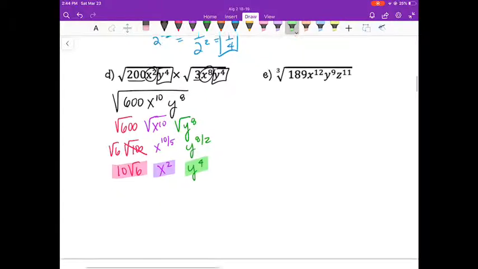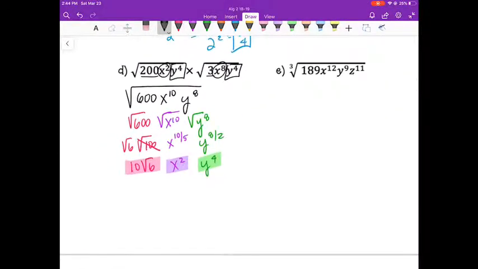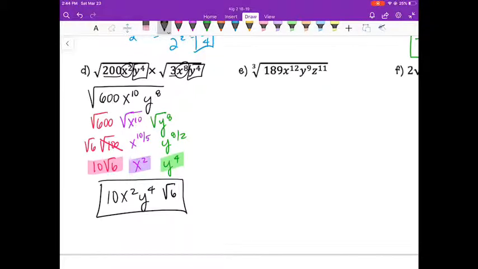So we combine everything outside of jail. We've got, whoopsies, 10 x to the 5th y to the 4th, and then all that's left inside jail is that square root of 6. Example E, same idea, except now we're dealing with the cubed root.